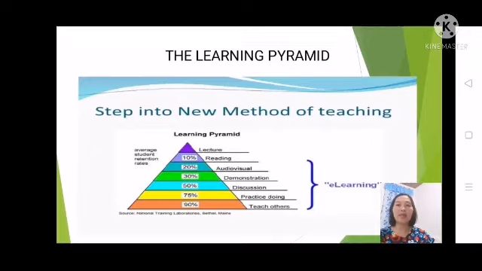The next is about the step into a new method of teaching. There is a learning pyramid with the equivalent average student retention rates. The first is the lecture, which has 5%, and then reading is 10%, audio visual is 20%, demonstration has 30%, and then discussion has 50%, practice by doing has 75%, and the last one is teaching others, which has 90%.